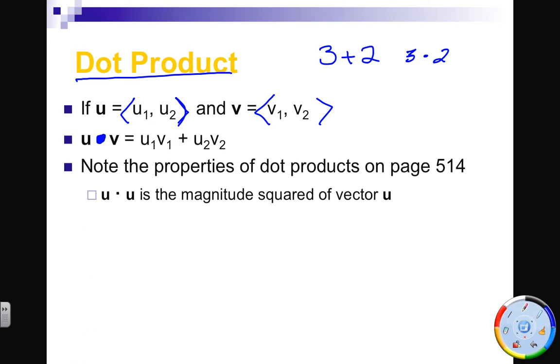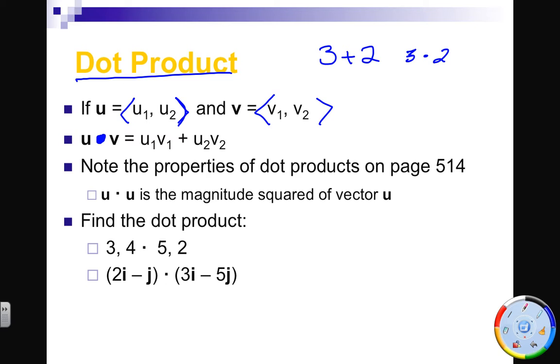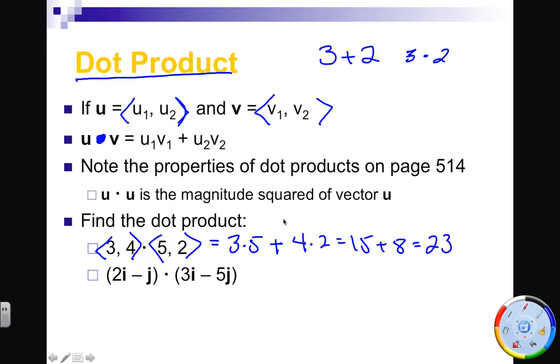All right, so that's what I was just saying. u dot u is the magnitude squared of vector u. Let's do a quick couple examples here. These are supposed to have triangle brackets on, not like before. Dot product is super, super simple. It's used in a couple little areas coming up, though. All right, so 3 times 5 plus 4 times 2 is 15 plus 8, which is 23. See, nice and simple.